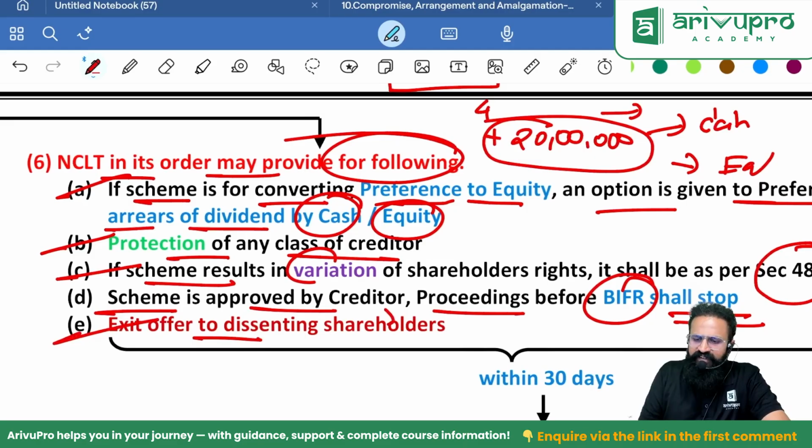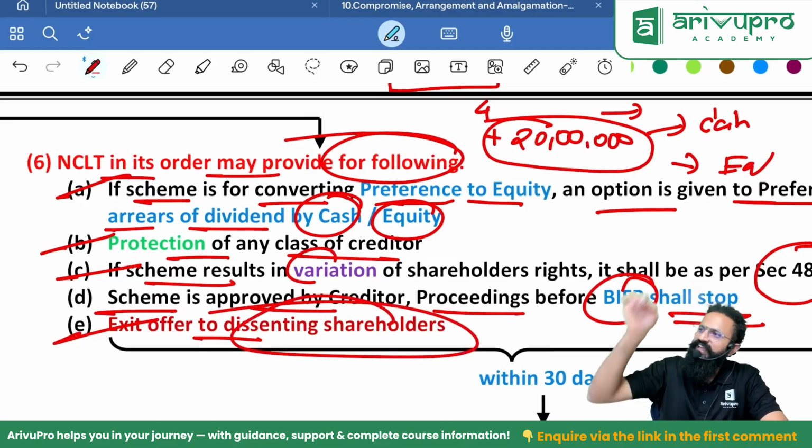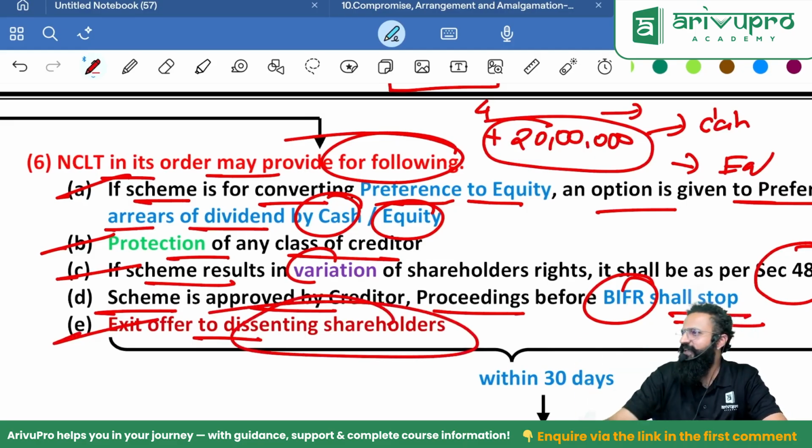Next one, people: exit offer to dissenting shareholders. Devangi will tell where this exit offer came. Only once we have seen exit offer. Where? Sir, two Devangis in class. And that also wrong answer. Buyback, where the exit offer will come? Buyback itself is buying back. Wait, Devangi will tell. Yes, Devangi, tell. You will remember. Dissenting shareholders. Exit opportunity to dissenting shareholders.